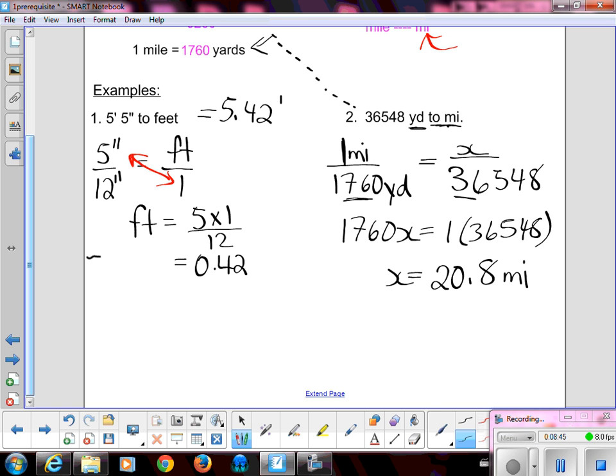Okay, so you have some work to do. It's not that difficult, but make sure that you understand it before you move on to the first full-blown lesson of this unit.